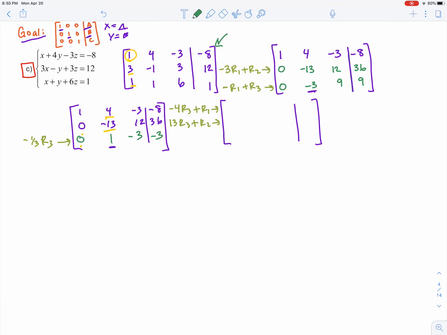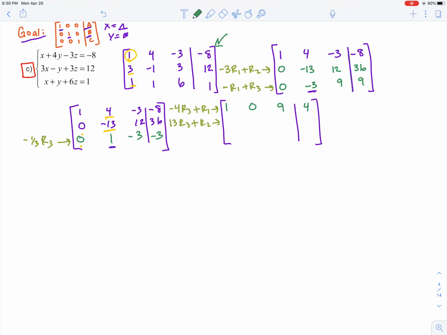So let's do that. -4 times 0 is 0 plus 1 is 1. -4 times 1 is -4 plus 4 is 0. -4 times -3 is 12. 12 minus 3 is 9. Okay, and then the last one, we have -4 times -3 is 12. 12 minus 8 is 4.